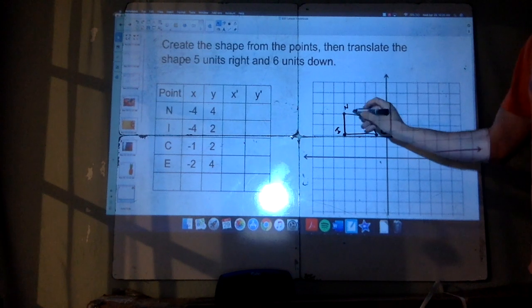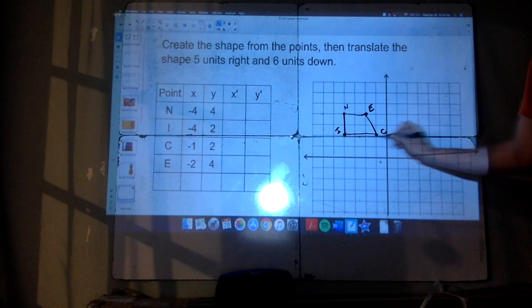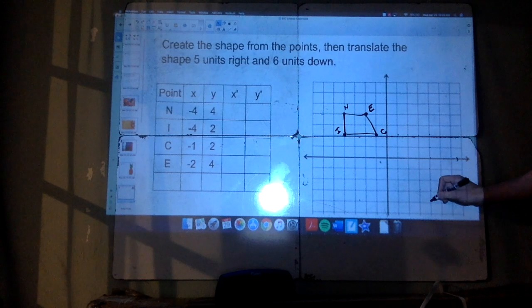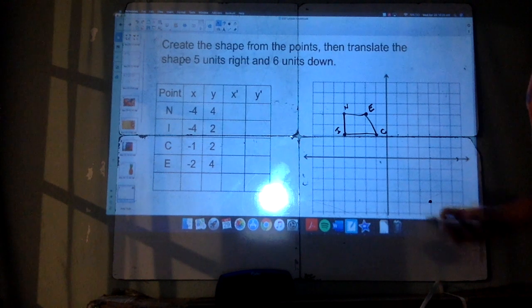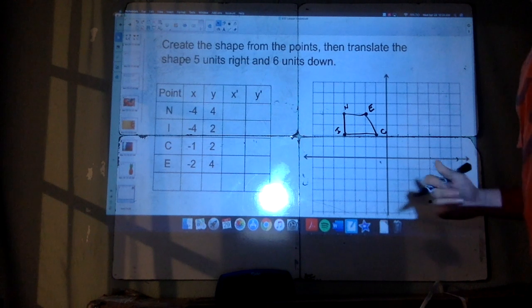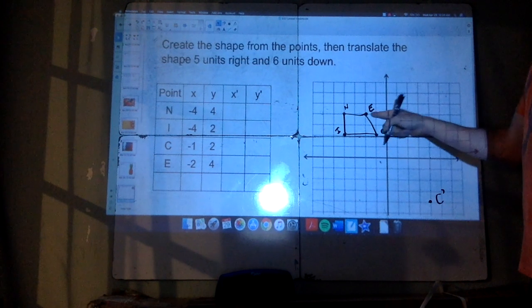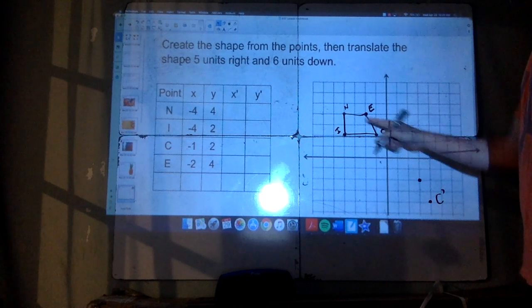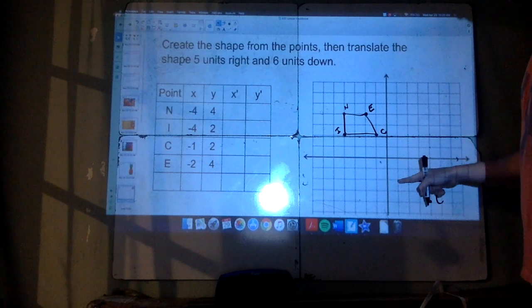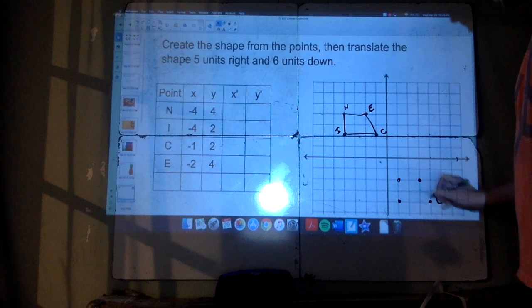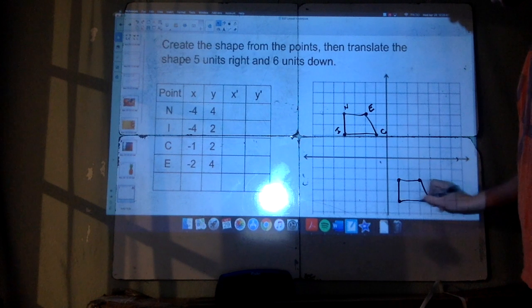So to do this, let's start with maybe point C. We're going to count 1, 2, 3, 4, 5 to the right, 1, 2, 3, 4, 5, 6 down. And the way we label that is a C with a prime mark above it. So we're going to do that for the other points: 5 right, 6 down. And we get this shape down here.